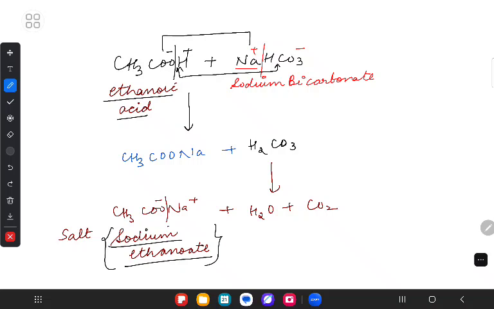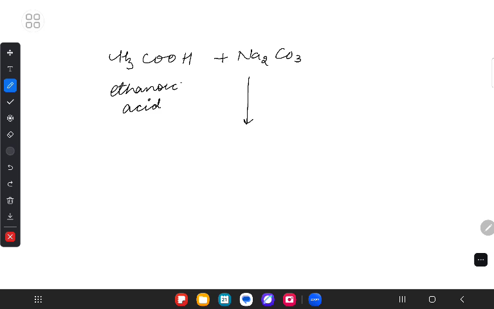Got it? Now, similarly, if I carry out the same reaction with CH3COOH, which is nothing but my ethanoic acid, and I react it with Na2CO3, how do you carry forward the reaction? If I break this down, I'm going to get Na plus and CO3 minus 2. And that's how I'm going to break this down.